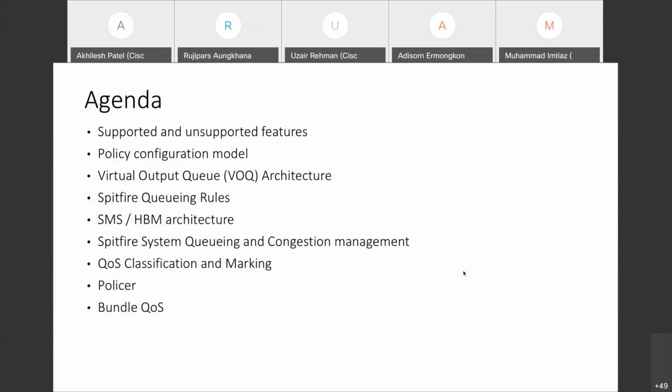So we are packed with the agenda. We'll start with the easier part of it, what's supported and what is not supported. We'll look at the policy configuration model, VOQ architecture, even though the VOQ architecture is not new to the Spitfire platform, but in order to understand the QoS, and especially when it comes to the CLI part of it, we really need to understand the VOQ architecture, so we'll have just a quick revision on that. We'll talk about the Spitfire queuing rules, and then a very important part of the discussion is SMS and HBM architecture. Then we'll talk about queuing and congestion management, classification, marking, and policing. And at the end, we'll talk about the bundle QoS if time permits, whenever we get there.